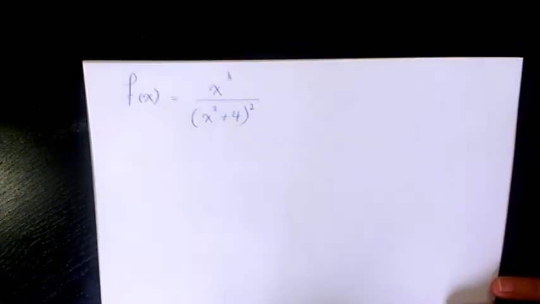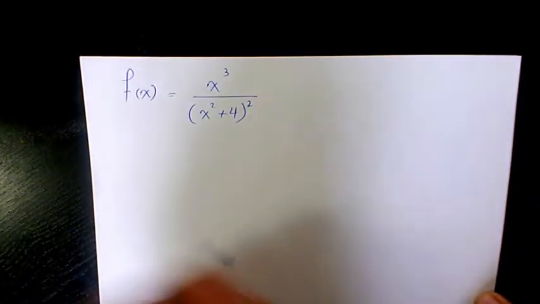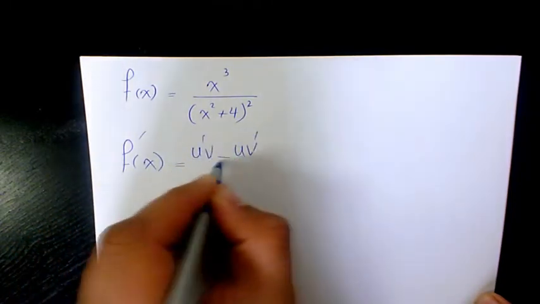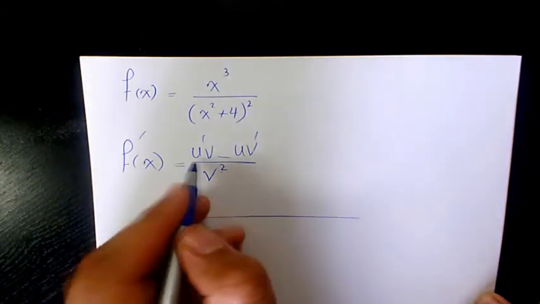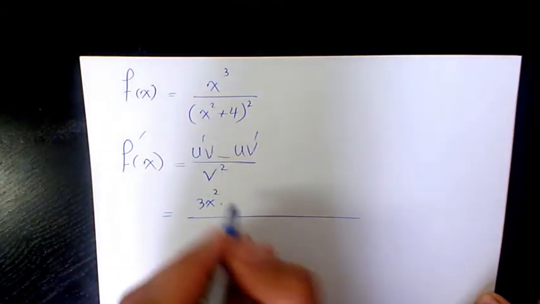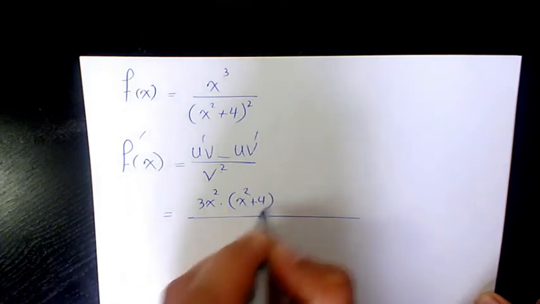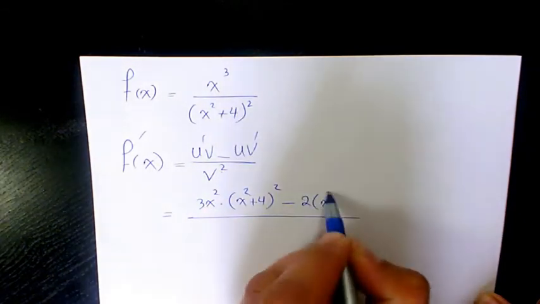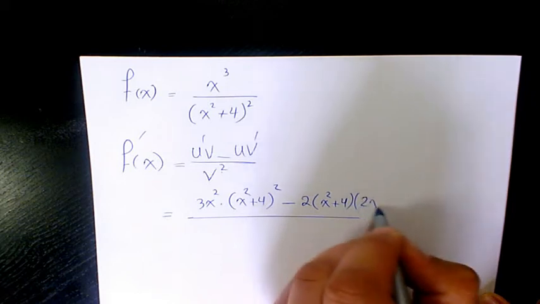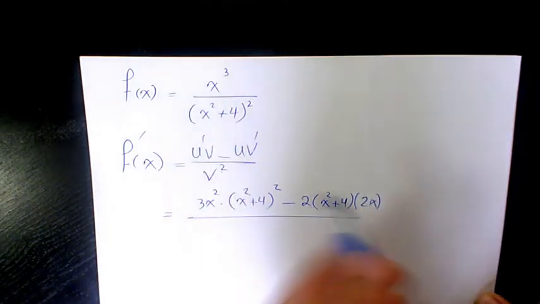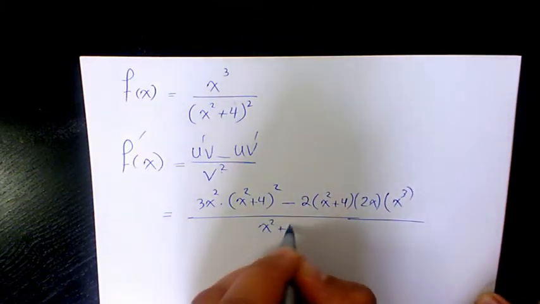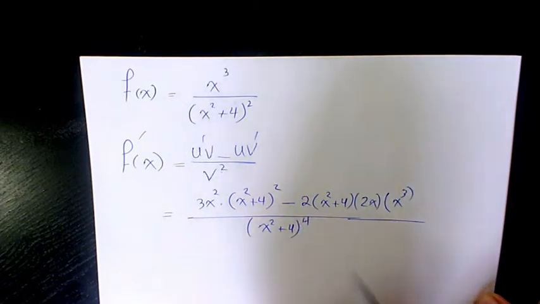Let's see another example. You have x cubed over (x squared plus 4) to the power of 2. So again, f prime x is going to be u prime v minus u v prime, divided by v squared. So u prime is going to be 3x squared times (x squared plus 4) to the power of 2, minus the derivative of the denominator, which is going to be 2 times (x squared plus 4) to the power of 1 times 2x. 2x is the derivative of x squared plus 4. Times the numerator, which is x cubed, divided by (x squared plus 4) to the power of 4.